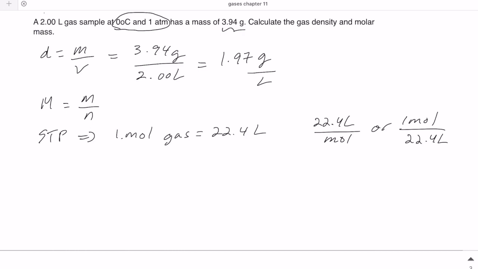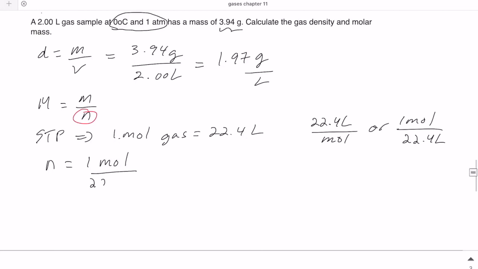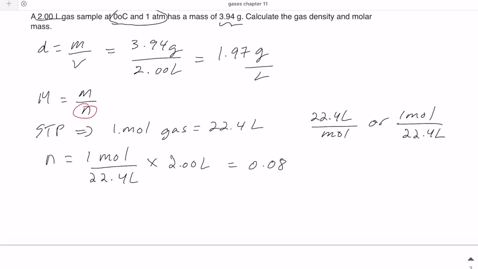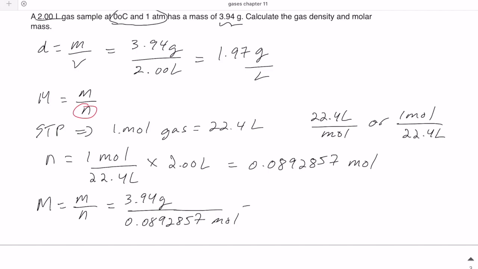In this case, since we're trying to get to the number of moles in our calculation and then later on divide mass by it, we should first use that conversion factor for STP, which is 1 mole in every 22.4 liters, and then figure out the number of moles in 2 liters of the gas. If you calculate this out, you would get 0.089257 moles of the gas, and then it's just a matter of plugging that back in to calculate the molar mass, which is 3.94 grams being the mass and the number of moles that we just calculated. That should give us 44.1 grams per mole.